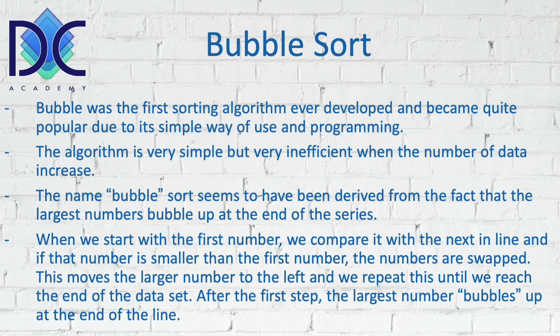And we continue. We do this with all the numbers, until we find the largest number at the end of the data line. So basically it bubbles up. And then we do it on n minus 1. We start again from the beginning. We do it on n minus 2 until we reach the last element.